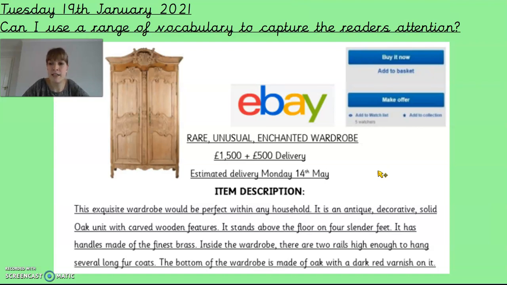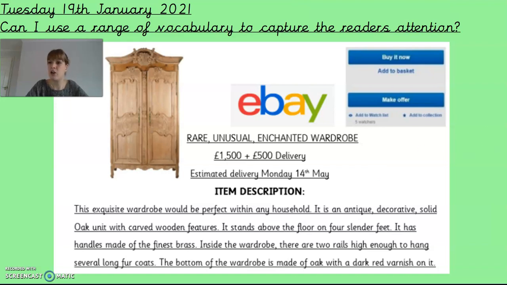It is an antique, decorative, solid oak unit with carved wooden features. It stands above the floor on 4 slender feet. It has handles made of the finest brass. Inside the wardrobe, there are 2 rails high enough to hang several long fur coats. The bottom of the wardrobe is made of oak with dark red varnish on it.